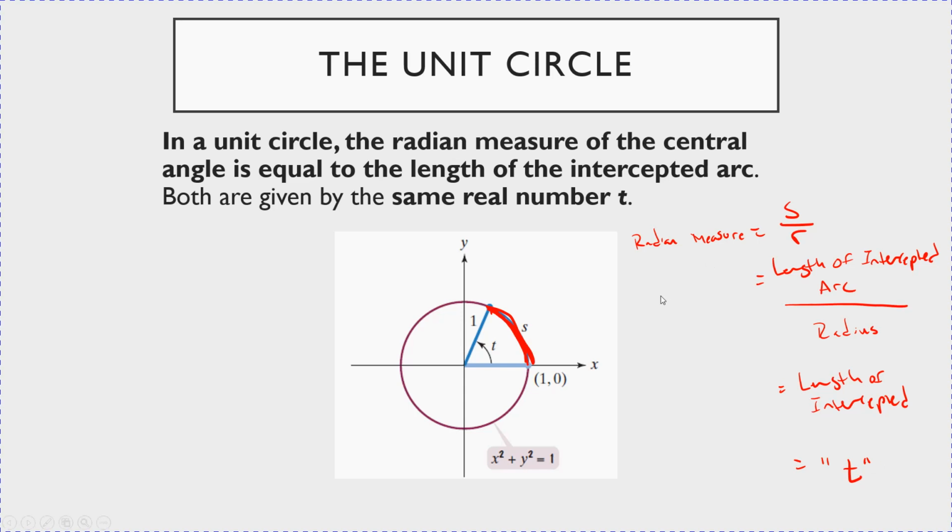And what's really great here is, if you think about this, you can redefine the 6 trig functions. Instead of x, y, and r, you can define them just in x and y because r is going to be equal to 1. You're going to see this on the next slide.